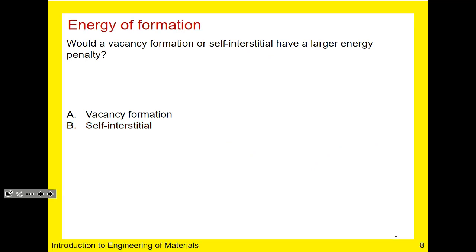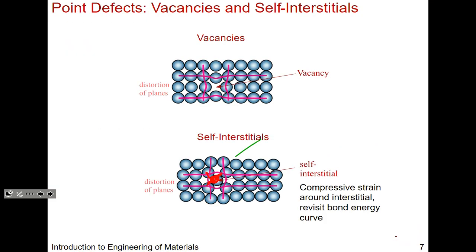Okay? So let's look at the vacancy to visualize that. Do you see here this atom in red? It's moving towards the vacancy. It's expanding. So the bond length between this atom and this atom is a little bit longer than R naught. Right? So you pay a higher energy penalty for the self-interstitial than the vacancy. And that's all dictated by the bond energy curve.